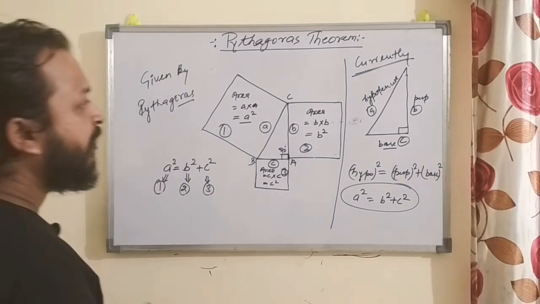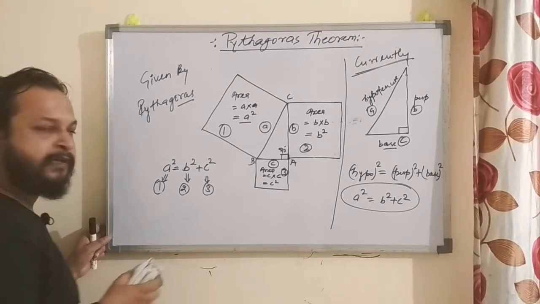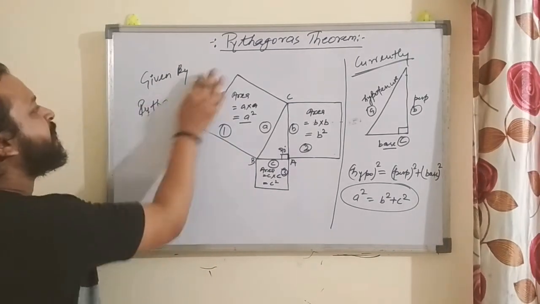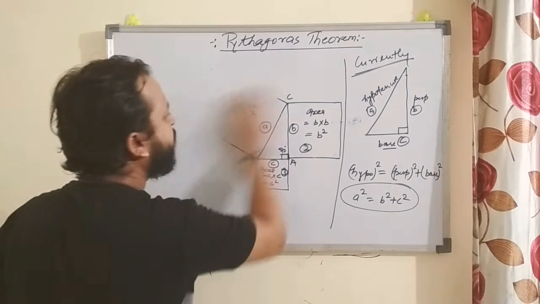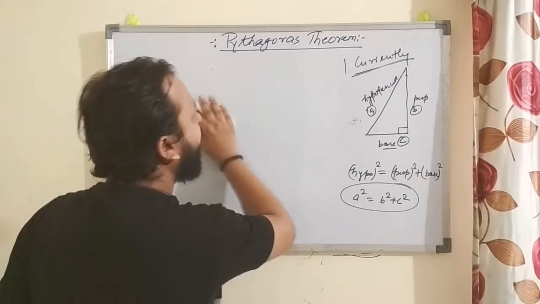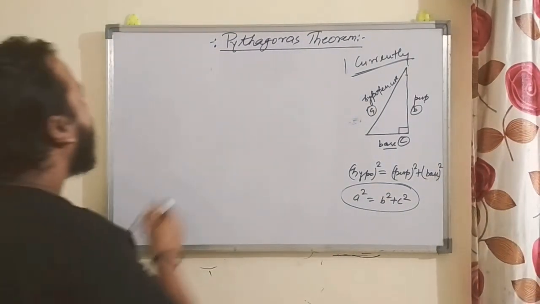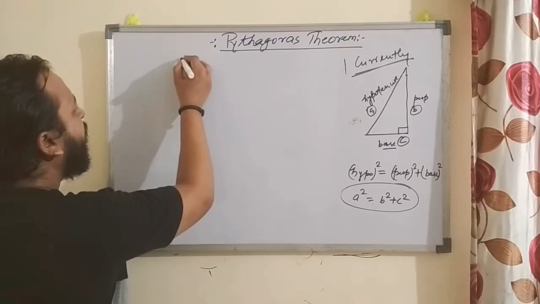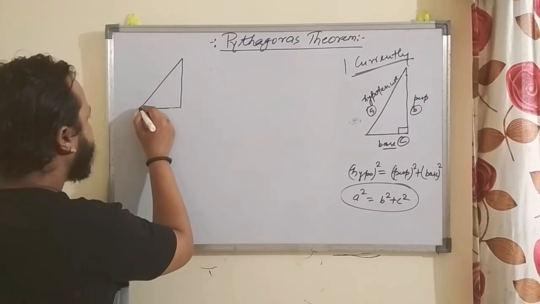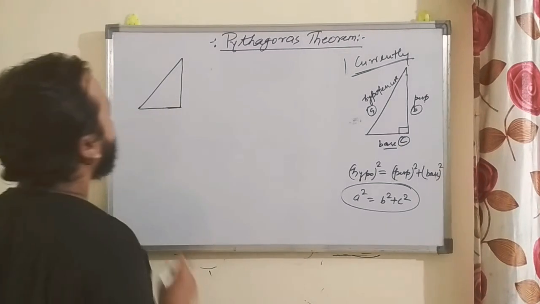So now come to Pythagoras triplet. So you know that in a triangle there are three sides, right? So triplets means three numbers, right?